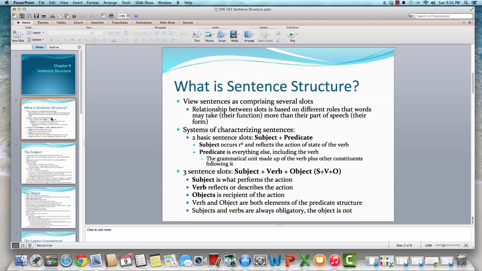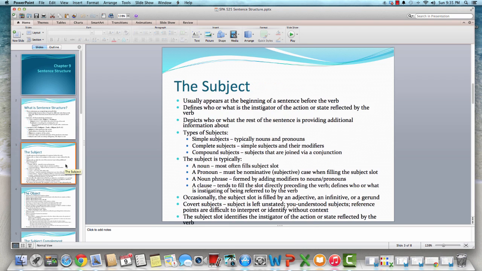So in this three sentence slot structure, the subject is what performs the action, the verb reflects or describes the action, and the object is the recipient of the action. The verb and the object are both elements of the predicate structure, and subjects and verbs are always obligatory, but the object is not. As I was stating before, you don't always have an object. So if you look at the previous system of characterizing sentences, with the predicate being everything that follows afterwards, that includes the verb plus the object.